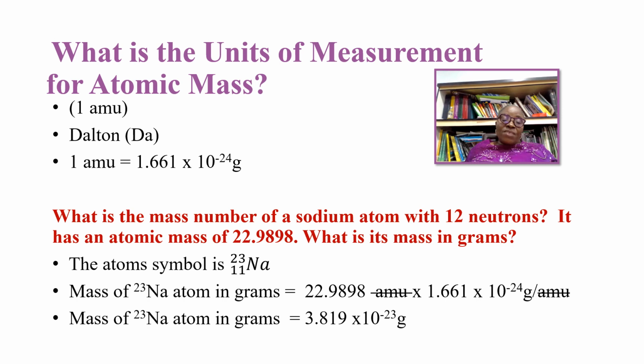To convert it to grams, you multiply the atomic mass given to you, which is 22.9898 AMU, times 1.661 times 10 raised to the power minus 24 gram over AMU. The AMU will cancel out, and then you have the mass of the sodium atom in grams as 3.819 times 10 raised to the power minus 23 grams.